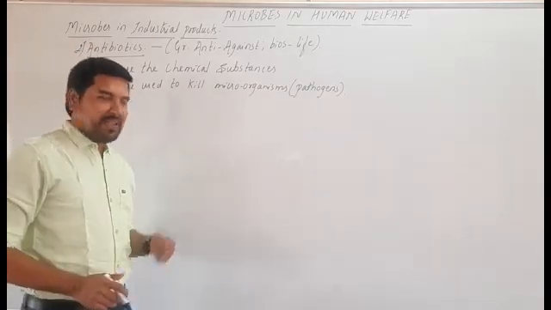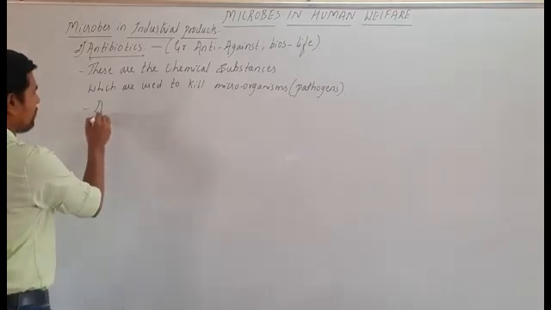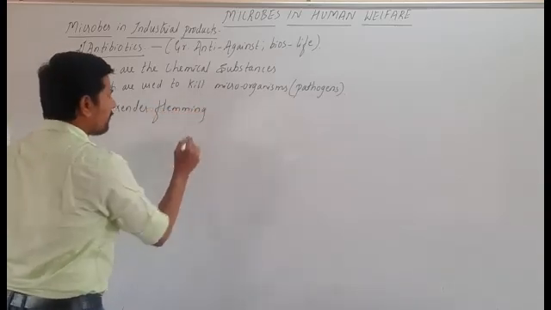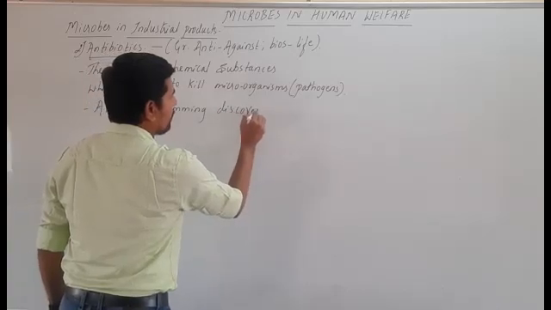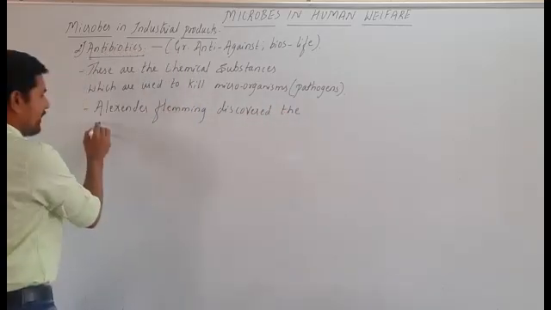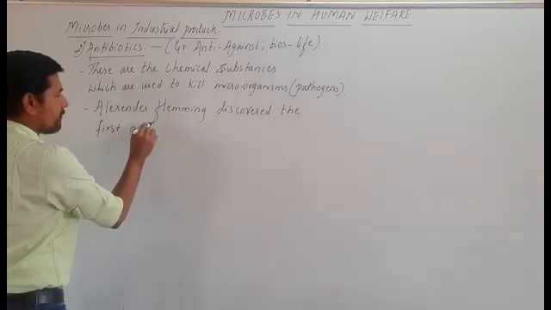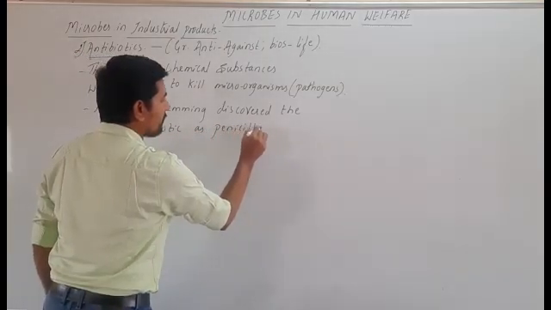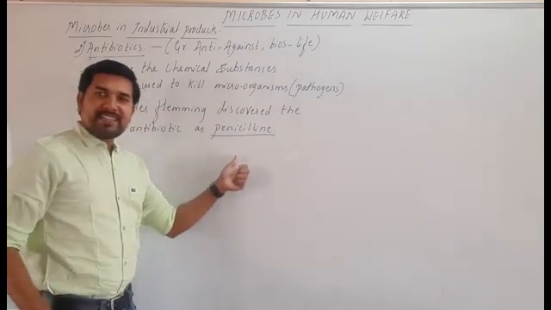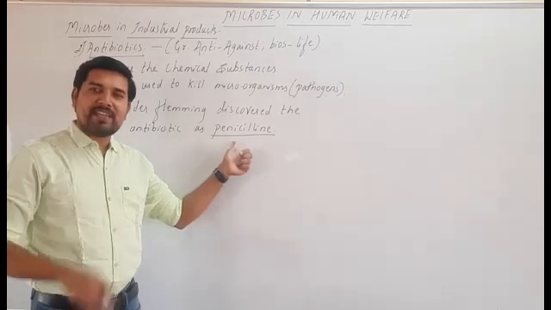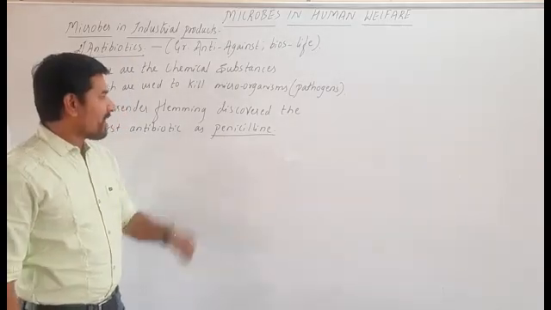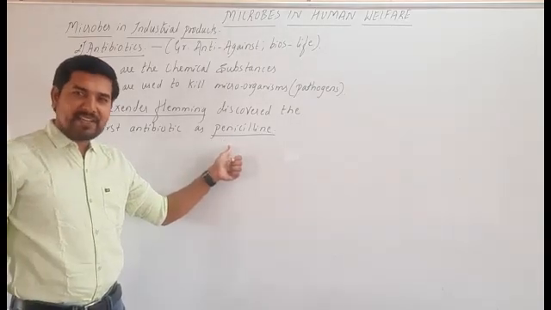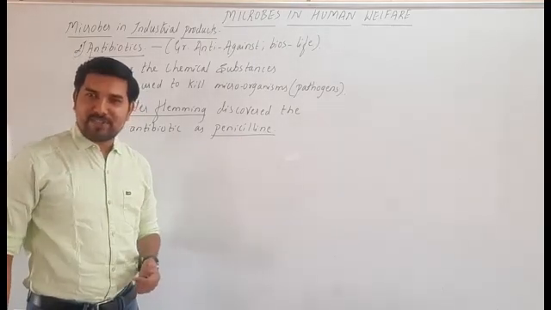Alexander Fleming discovered the first antibiotic as penicillin. As we know, penicillin was the first antibiotic that was produced by Alexander Fleming. So he discovered the first antibiotic and named it penicillin. Now, how did he accidentally discover penicillin?